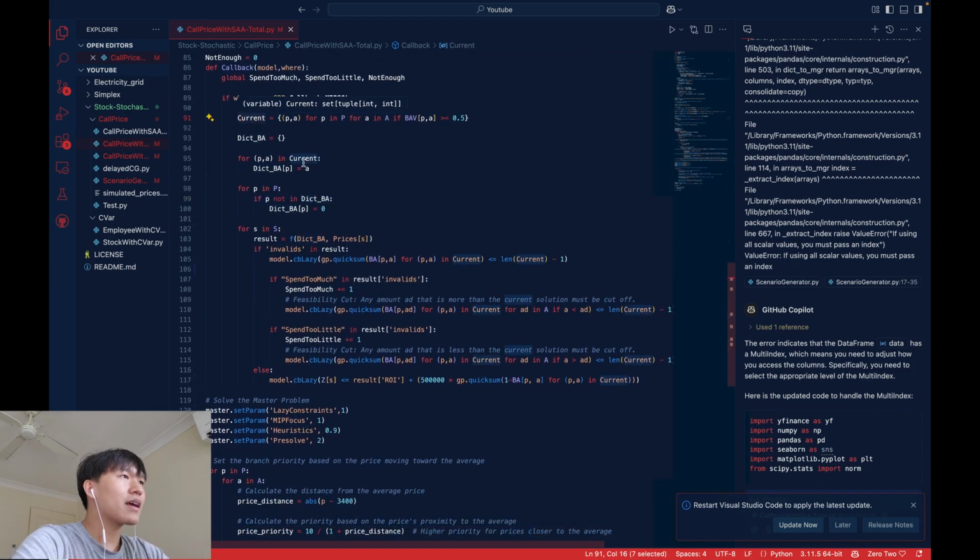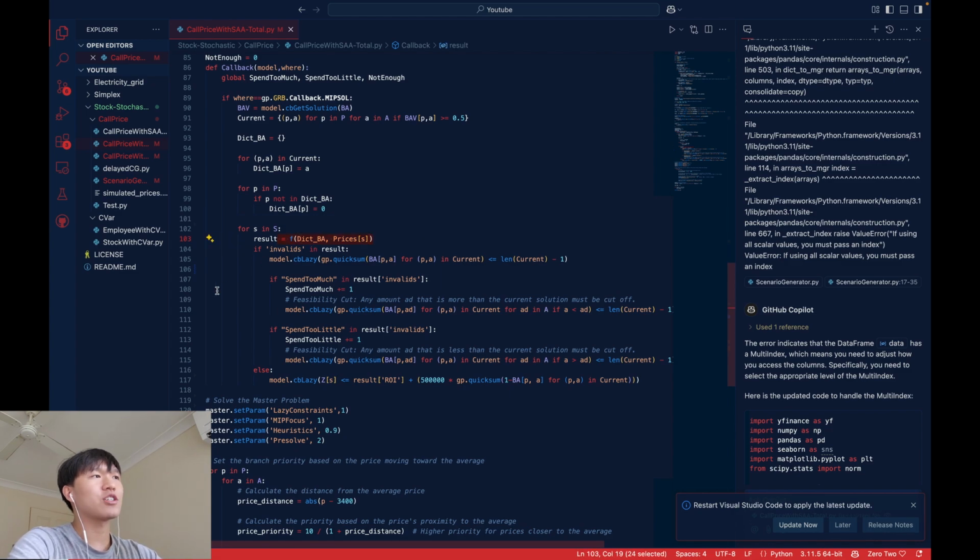And so, as you can see in this callback, I'm storing my current solution, and then I'll be running this f function, which in the PowerPoint I call a g function, and then from there I'm going to check whether it is invalid in my g function result. If it is, then clearly there's some sort of invalid stuff happening, and we need to implement a cut. And so if we're spending too much, then I'm going to implement a cut there, and if we're spending too little, then we're going to implement a cut there.